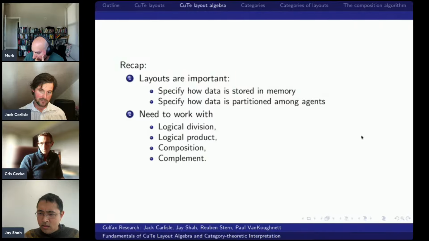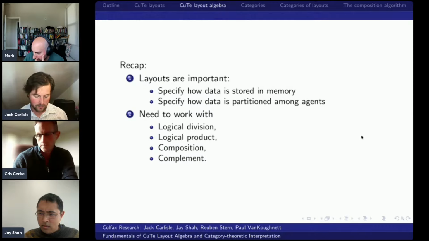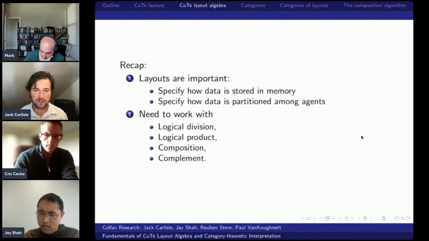We've seen also that in order to do the things we want to do, we need to work with logical division and logical product. That's what allows us to decompose our operands and our outputs into smaller pieces that can be handled by various agents like CTAs and threads. And these themselves are defined in terms of more primitive operations like composition and complement. This is the summary of what we've learned so far.